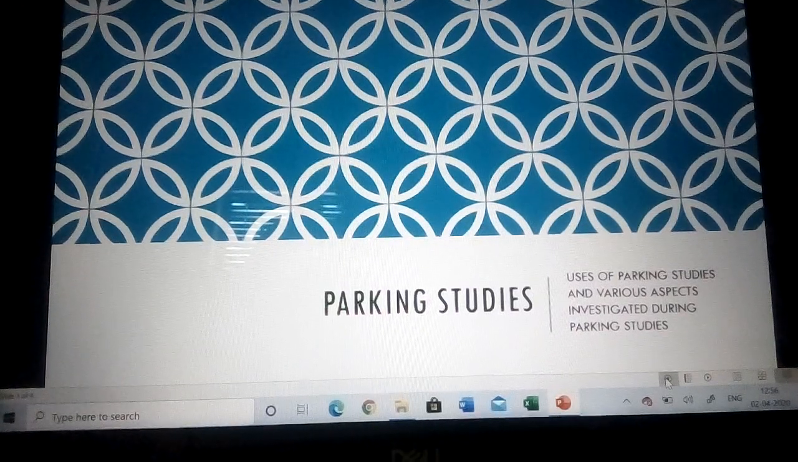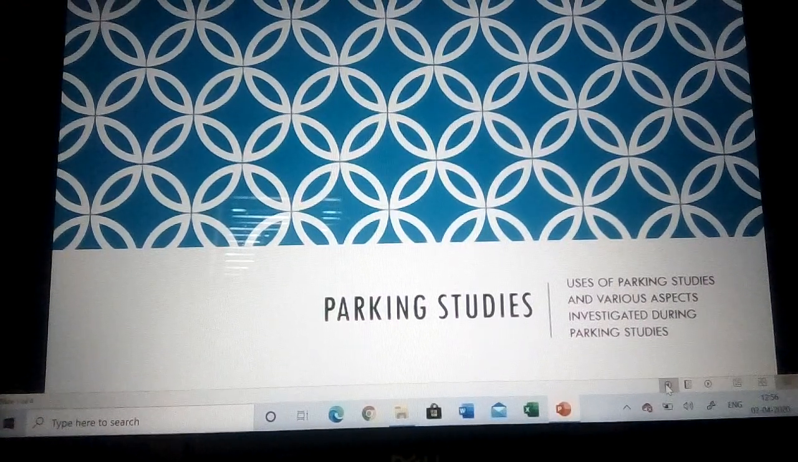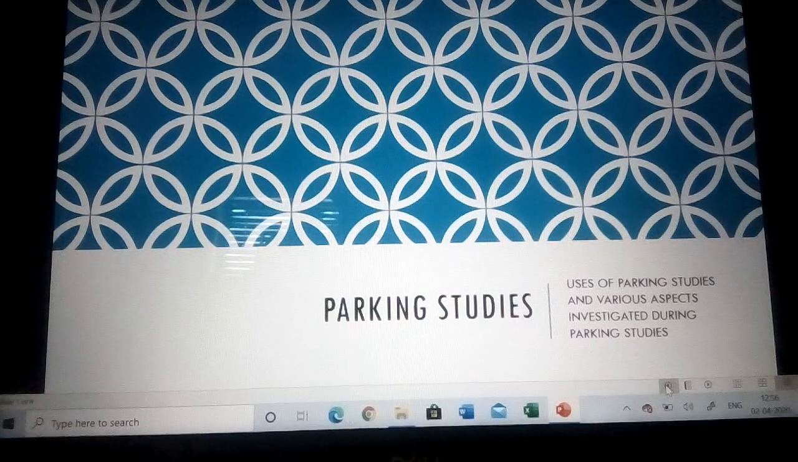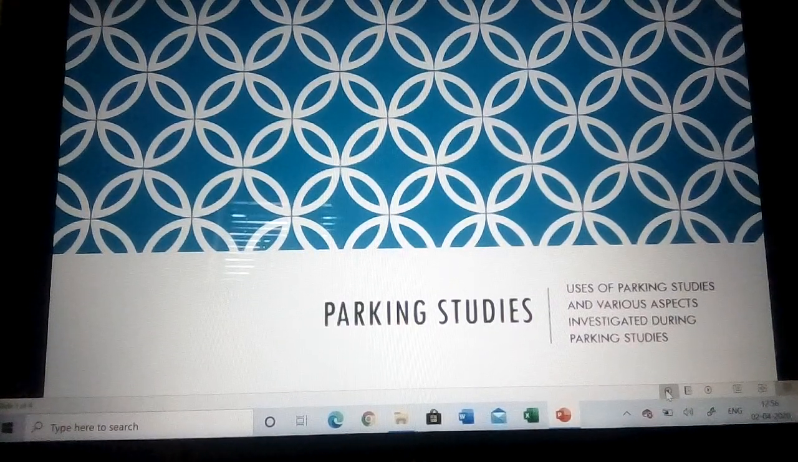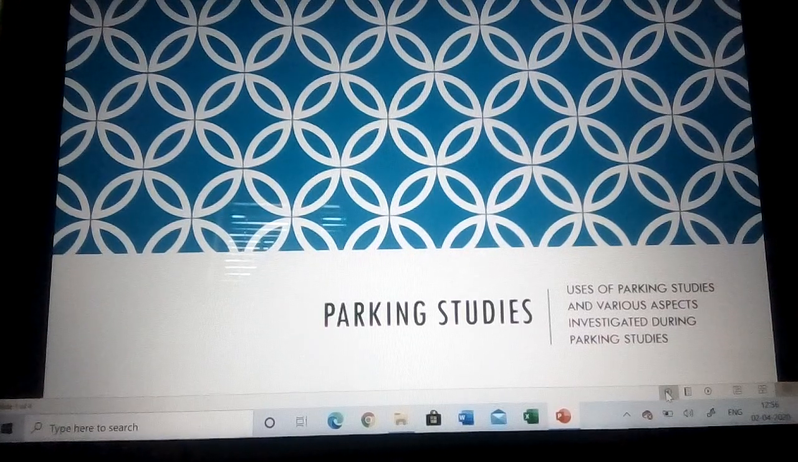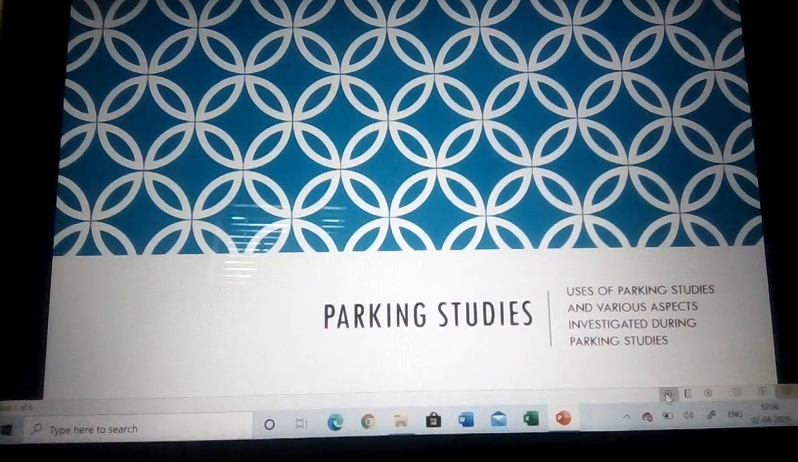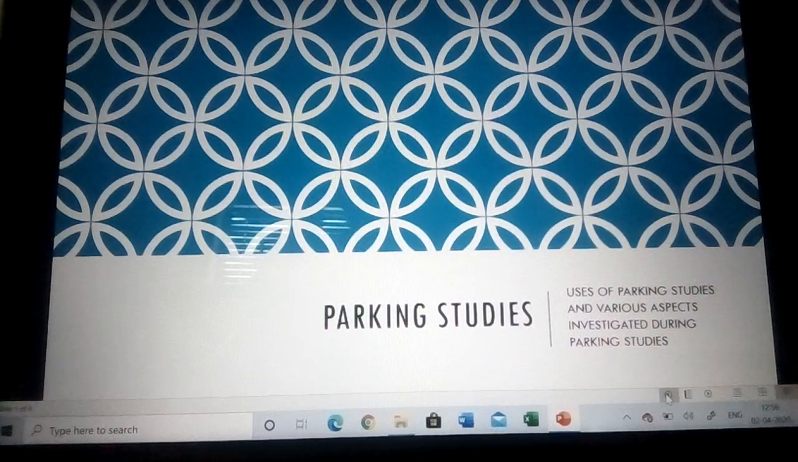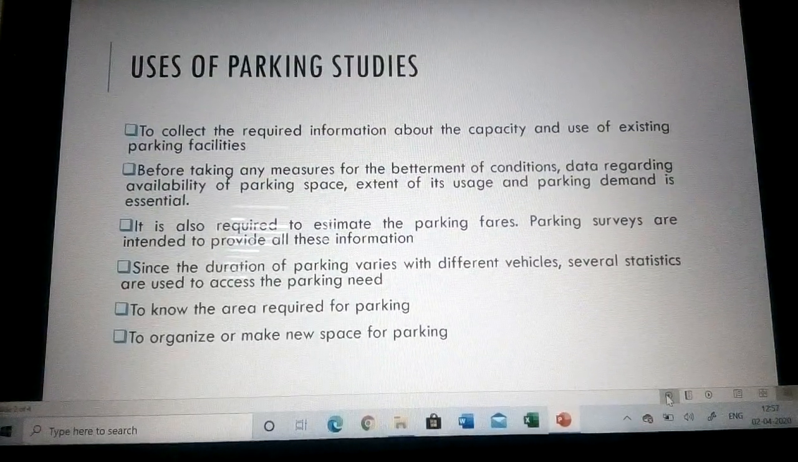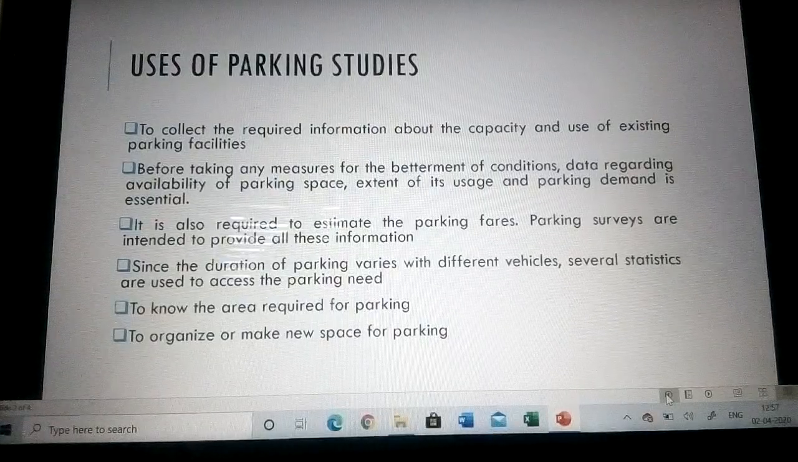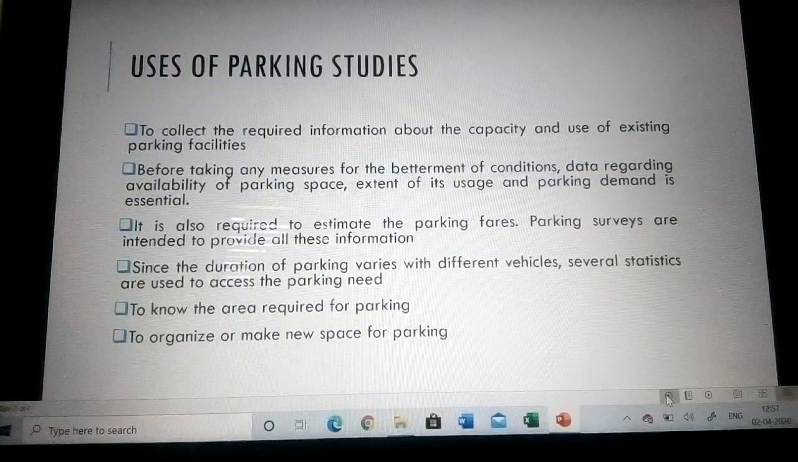Good morning, students. Today we will cover parking studies, and in this we will be covering two topics: uses of parking studies and various aspects of investigation during parking studies. So let's start with the parking studies uses. Now, broadly we can divide it into six main uses.